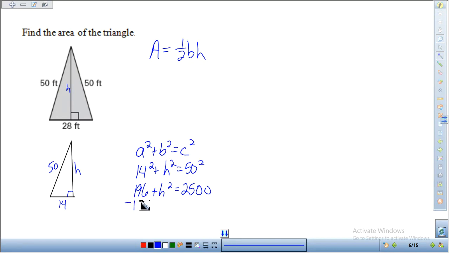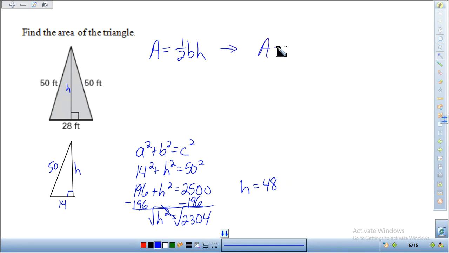In this case, we're going to go ahead and subtract 196 from both sides. And then take the square root to get rid of that squared. And we should come up with a height of 48. All right, so once again, we're not done, but we did find our height, which is the thing that we were missing.